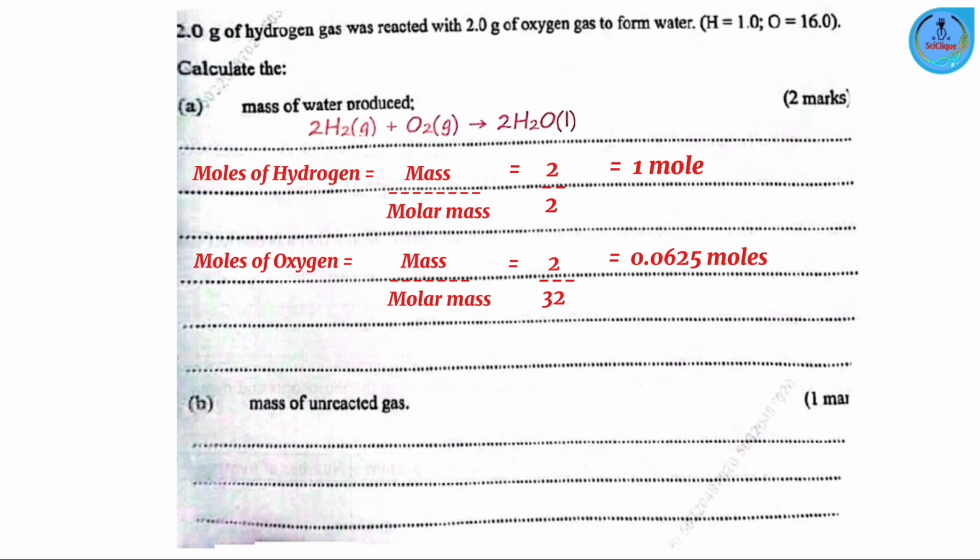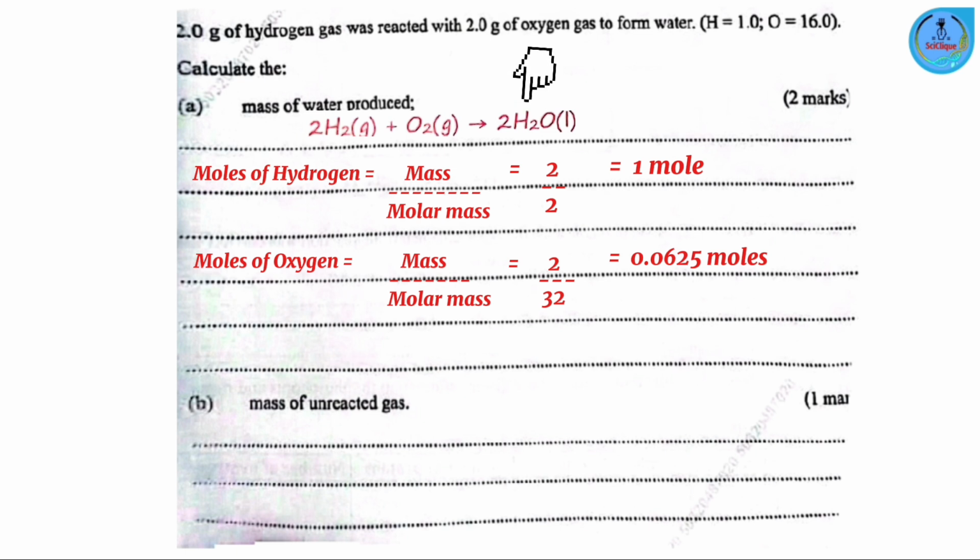Moles of hydrogen is 1. The moles of oxygen, 0.0625. That definitely shows you that the hydrogen gas was in excess. Okay? So if we look at the information that we have over here, the mole ratio, right?